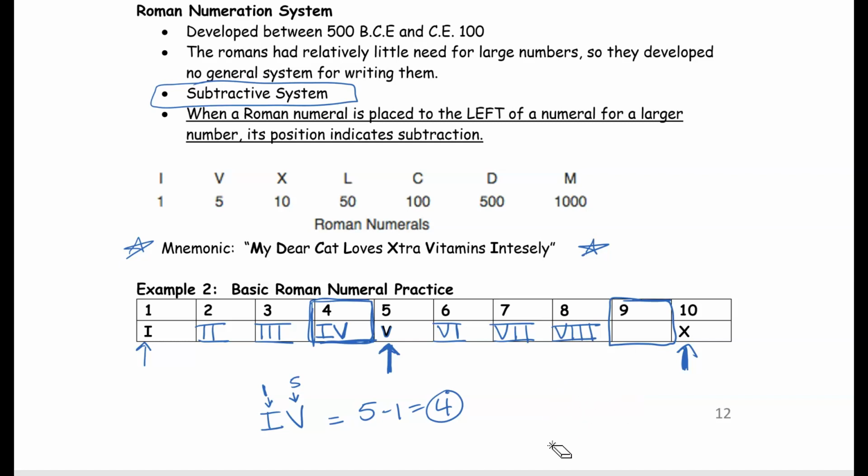9 is the number right before the next symbol X, so we have to use the subtractive system. So we're going to take X, which is 10, and we're going to subtract 1 to get 9. So you're going to put the 1 in front. Whenever you want to use the subtractive system, you're always going to put the smaller number first. So the smaller number is on the left, and the bigger number is on the right, which I know seems so odd because it's really the opposite of what you're doing. You're doing 10 minus 1, which seems like you would put the X first, but this is how it works. So it's going to be IX. So IX is 9.